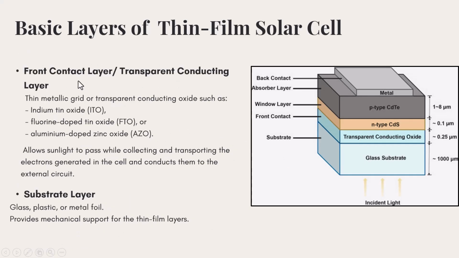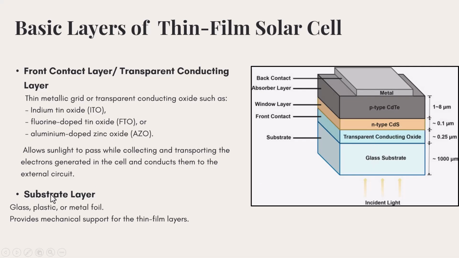We have the front contact layer, or the transparent conducting layer. This is typically made from indium tin oxide, fluorine doped tin oxide, or aluminum doped zinc oxide. And the function is to allow light to pass through the glass substrate into the absorber layer while collecting and transporting electrons that have been generated in the absorber layer of the cell to the external circuits.